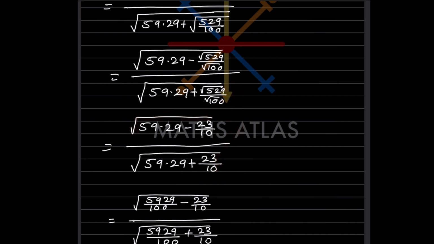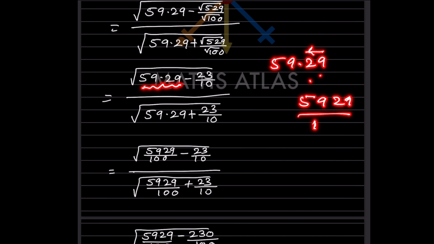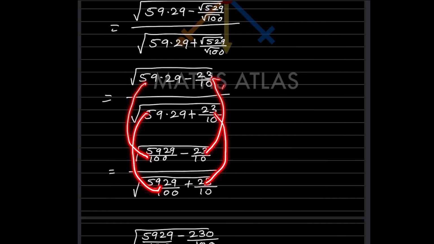Now we will remove the decimal of this one. This is 59.29, and after 2 digits is the decimal, so we write the whole number first and put 1 and then 2 zeros. That is what I have done here. This thing is the same, and the same in the denominator.